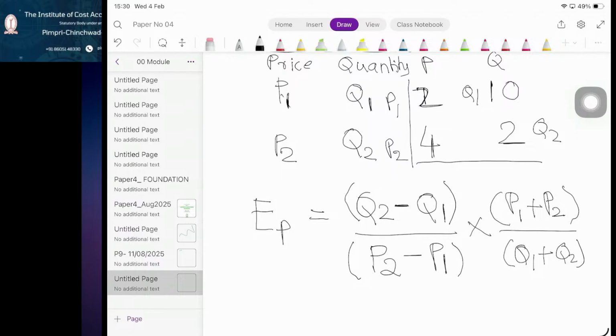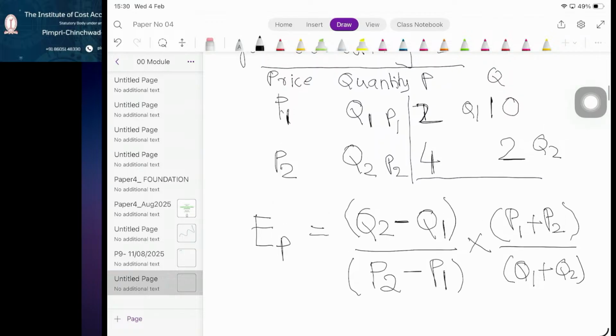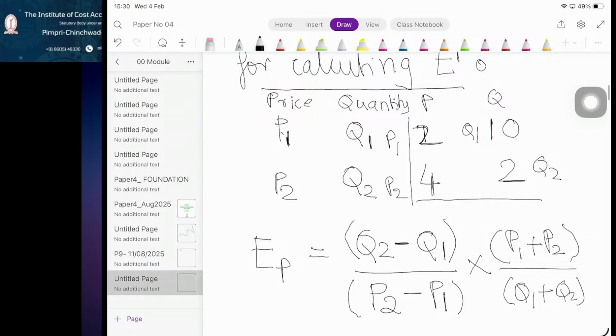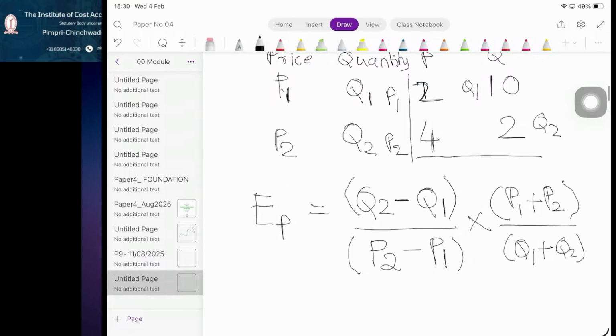Okay, Ishwari, what is it that you do not understand? We are calculating the price elasticity of demand, and this is the formula for price elasticity of demand. So we are given some price and quantity. Now we have to plug in this and calculate the answer.